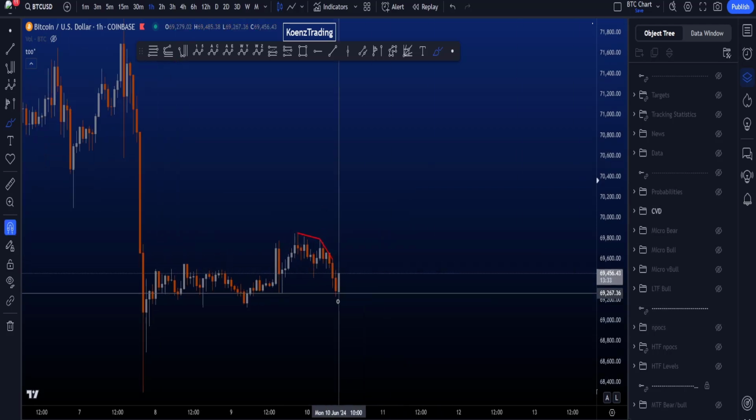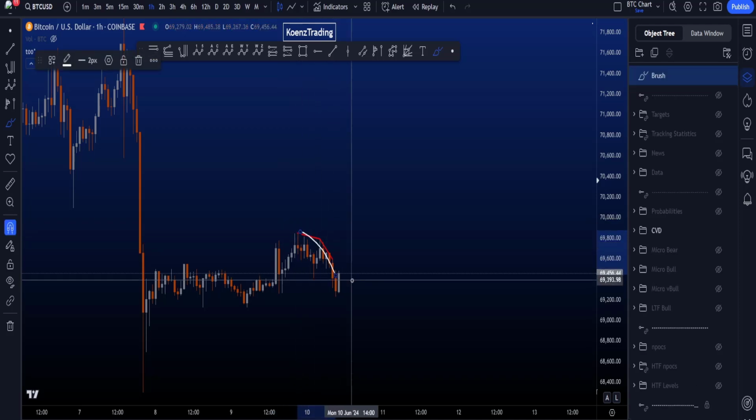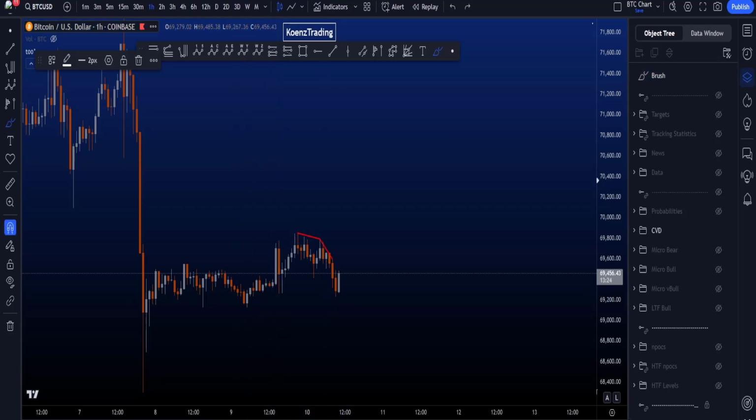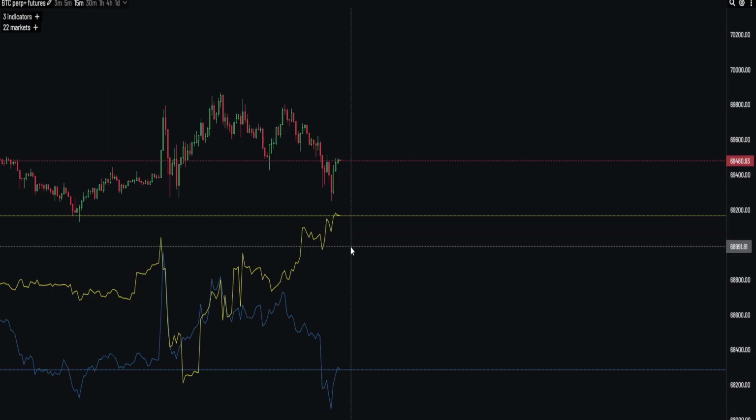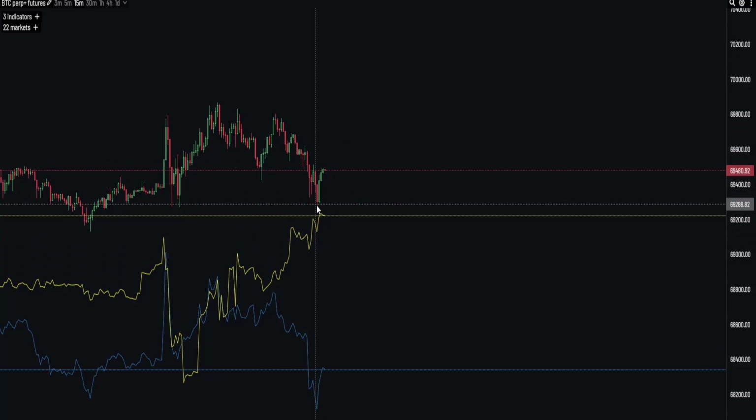We do have some CVD divergences. We had some bearish CVD divergences as price moved to the downside. Most of these have already played out. And then we have a little bit of bullish CVD over here. However, what I would like to see to also support bullish continuation would be to see some more bullish CVD divergences on, let's say, a 3, 5 or 15 minute time frame more locally.